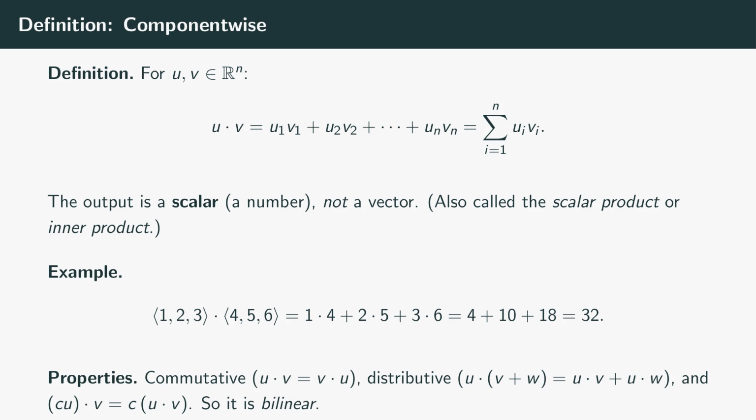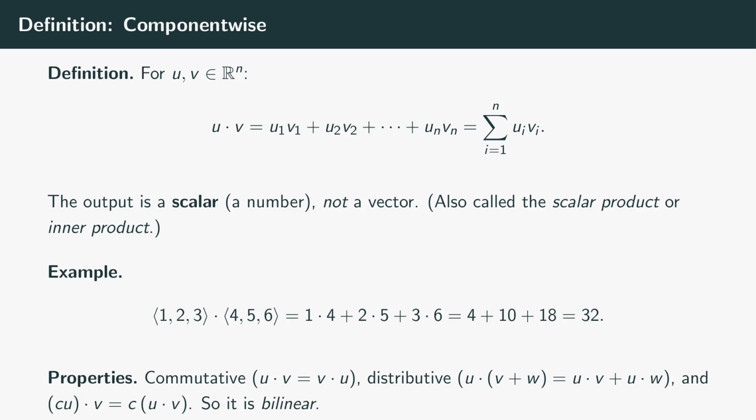Here's the canonical example. Take the vector 1, 2, 3 and dot it with the vector 4, 5, 6. Multiply matching entries, 1 times 4 is 4, 2 times 5 is 10, 3 times 6 is 18. Add them, 4 plus 10 plus 18 is 32. Done, the dot product is 32.